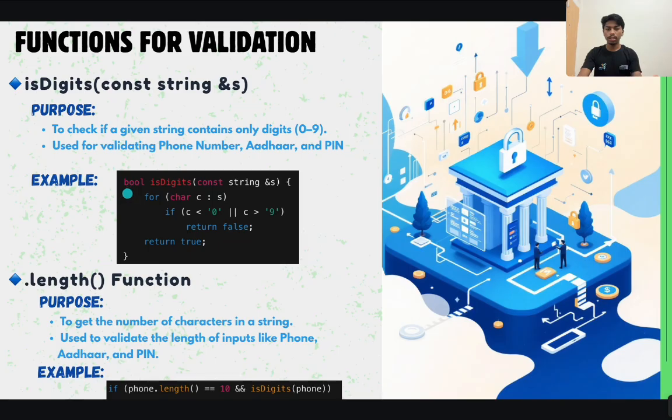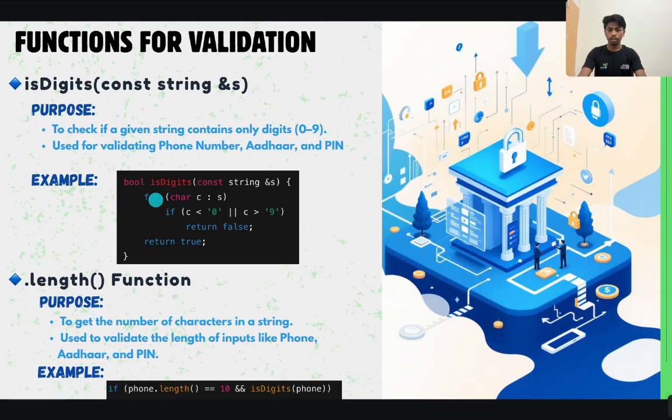Now let's understand it line by line. So, bool isDigit(const string& s). This is a boolean function, which means it returns either true or false. The parameter const string s means the function takes a string input like the user's Aadhaar number or phone number, and since it is written as a constant, the function cannot modify that string. It can only read it.